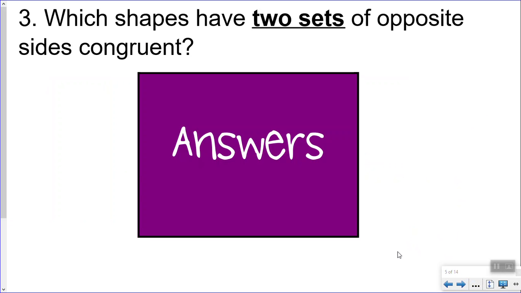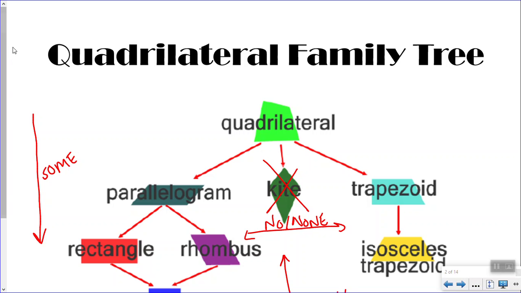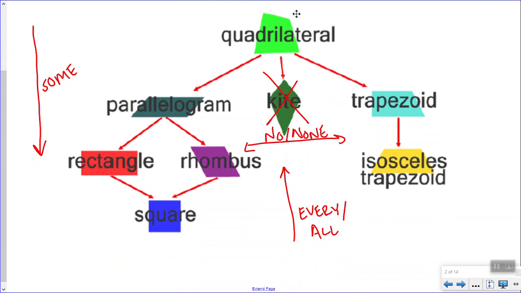Next, we wanted to know which shapes have 2 sets of opposite sides congruent. So I'm going to go back to our diagram here. Quadrilateral is just 4 sides. We don't talk about the lengths of those sides. The key definition of a trapezoid is just that 1 pair of parallel sides.